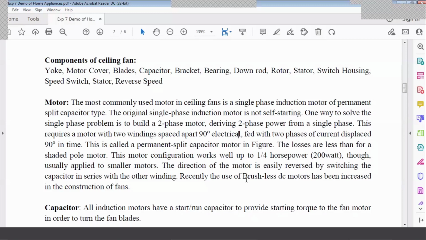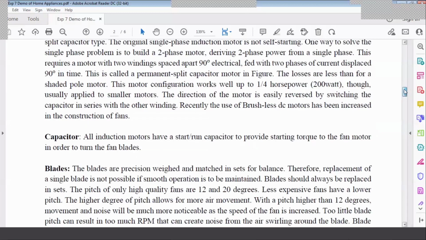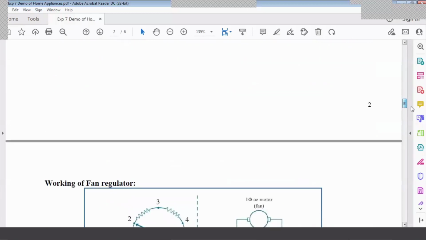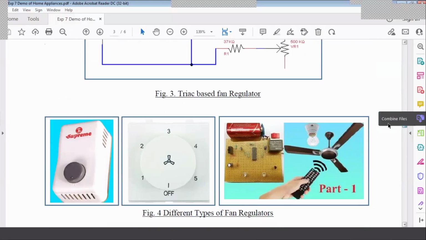Yes, ma'am. Nowadays companies are using brushless DC motors in the construction of fans. So these are also used, but mostly the motors are single phase induction motors. Any other question?